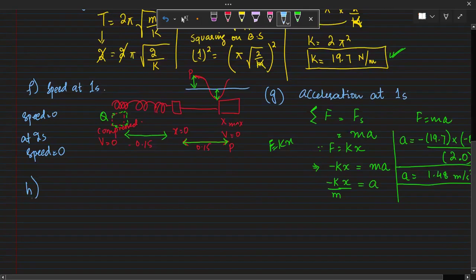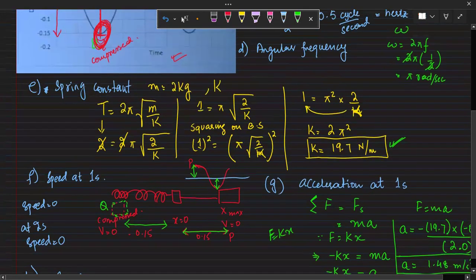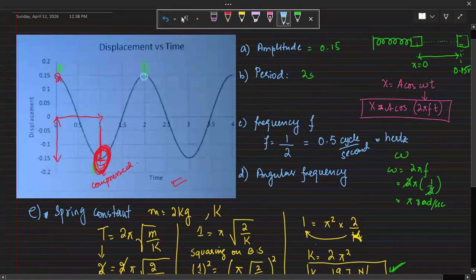In part H, they're asking the speed at 2.5 seconds. We're going to do the same thing, except the numbers will be changed. So speed at 2.5 seconds, if you refer to this graph again, they are asking about this point.